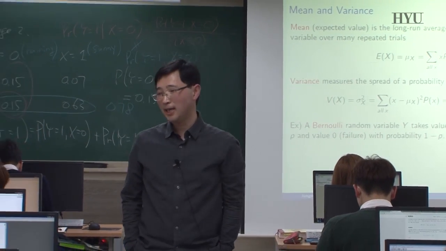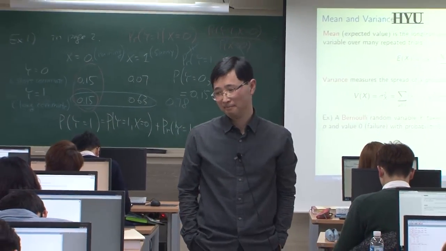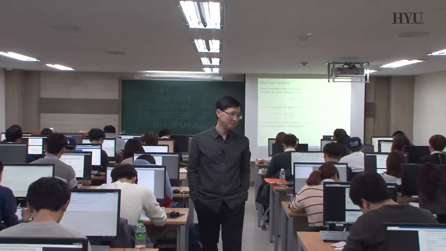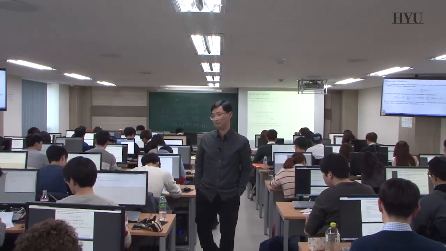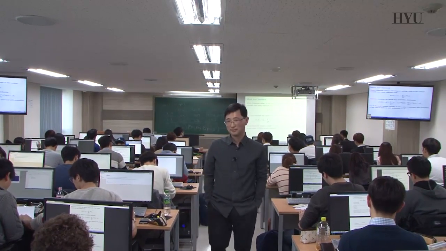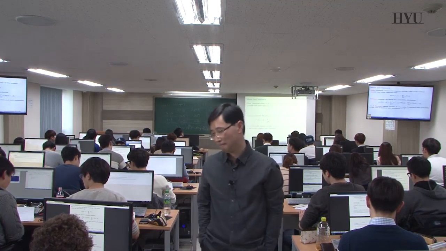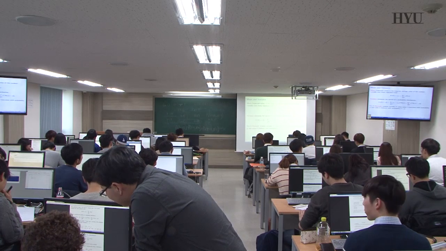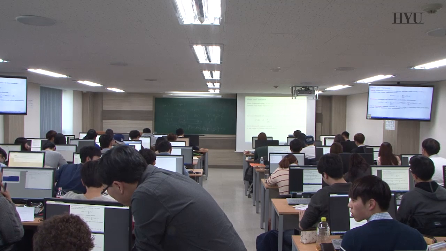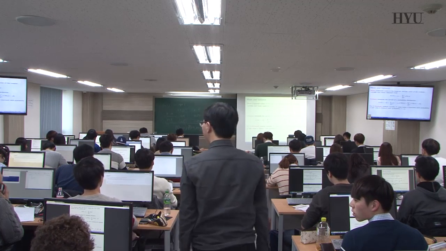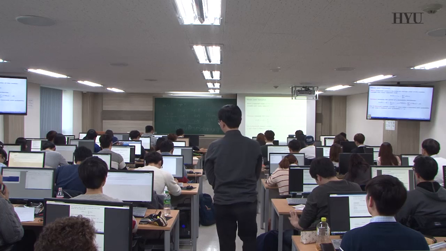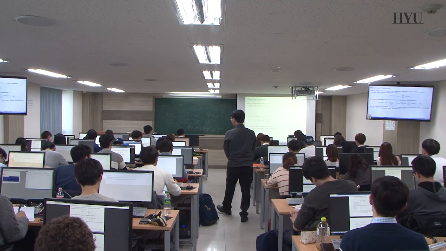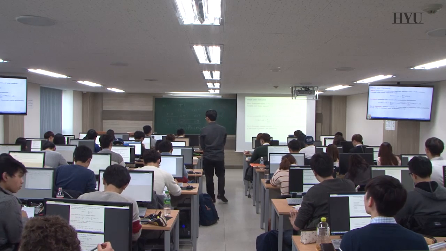So what's the answer for A? What's the mean? It's P. The probability of success. Did you get it? Now what's the variance? P times 1 minus P. Now what is the answer for C? P, okay?